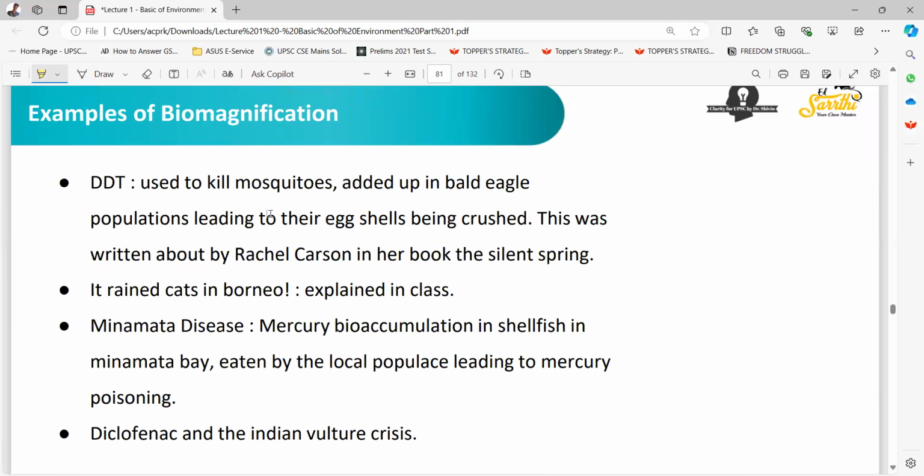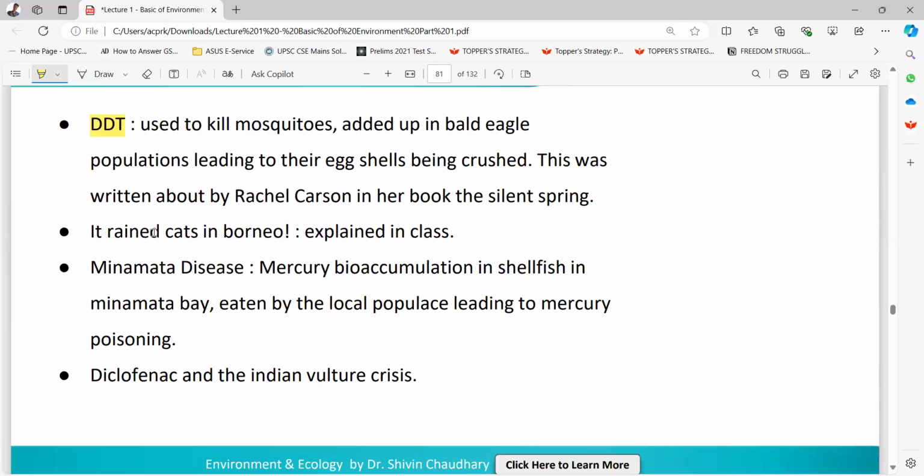Okay, examples of biomagnification: DDT, used to kill mosquitoes, added up in bald eagle populations, leading to their eggshells being crushed. This was written about by Rachel Carson in her book Silent Spring. It rained cats in Borneo. Explained in class.